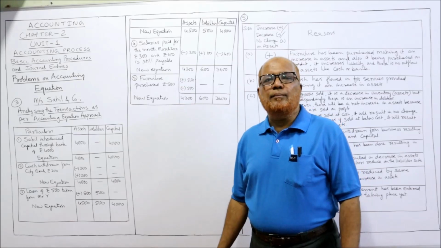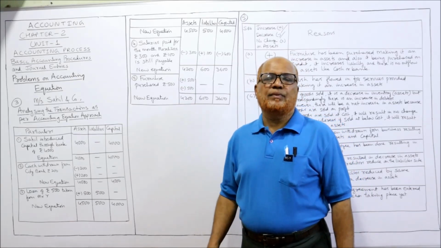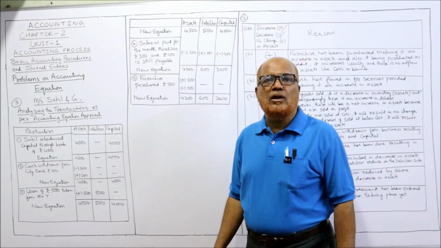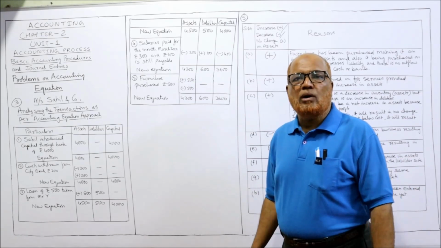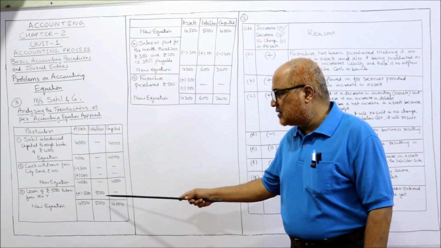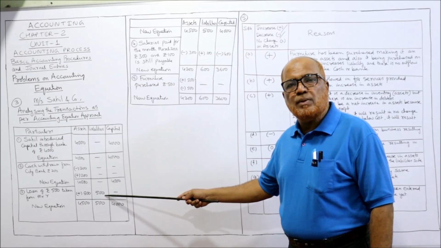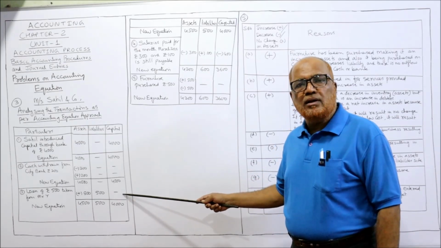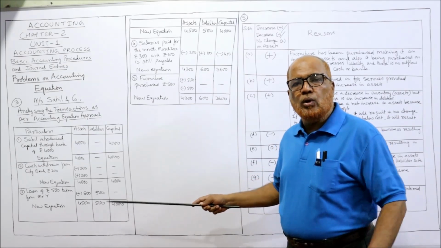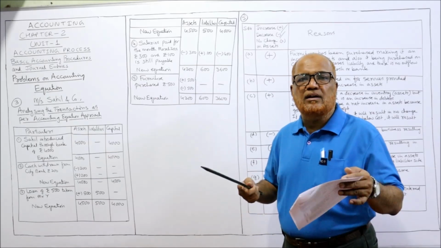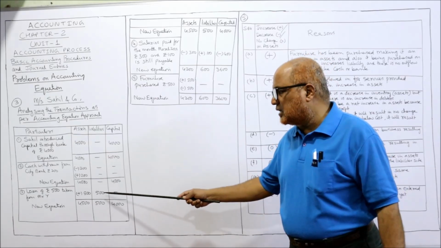At the same time, a loan is a liability. In future, we have to repay the loan. So our liability will increase by 500. No effect on capital. Right? We have only taken a loan, so assets will increase and liability will also increase.